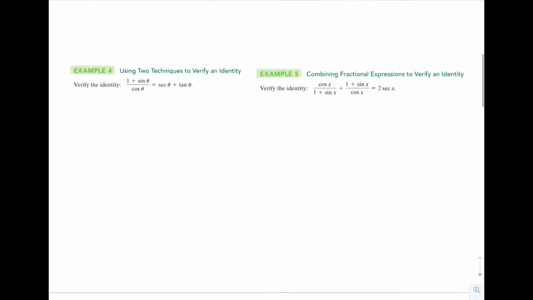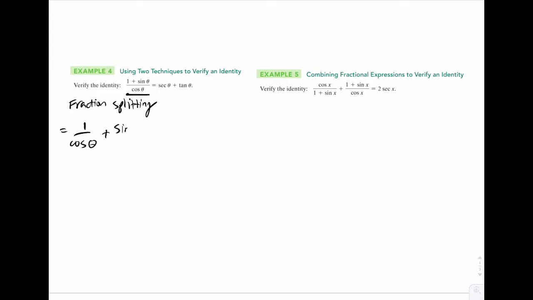Okay, two more. Example 4. So using two techniques. So the first technique, I'm going to pick the left side. The first technique is just called fraction splitting or separating fractions. I'll just call it fraction splitting. The idea here is if you have 1 plus sine over cosine, we just separate it. 1 over cosine plus sine over cosine. And look, we're done. Secant plus tangent. No problem. Let's box that.